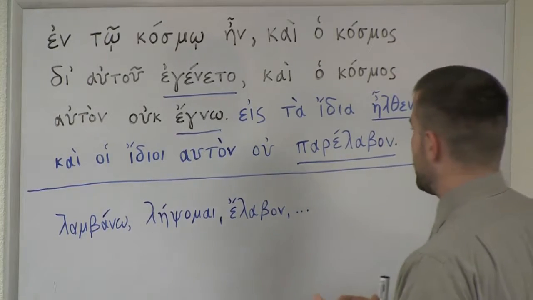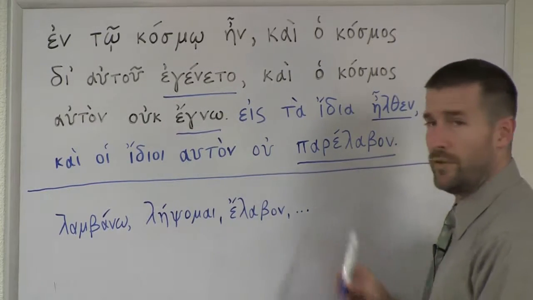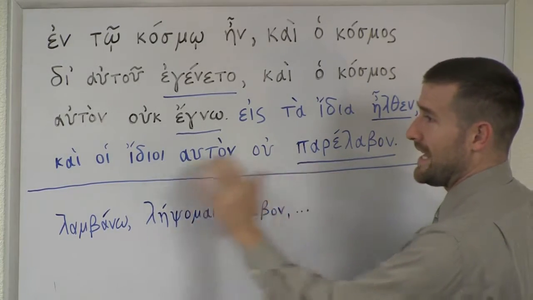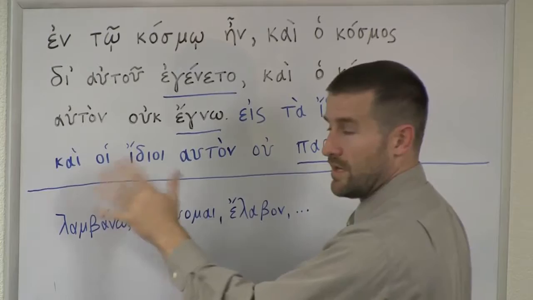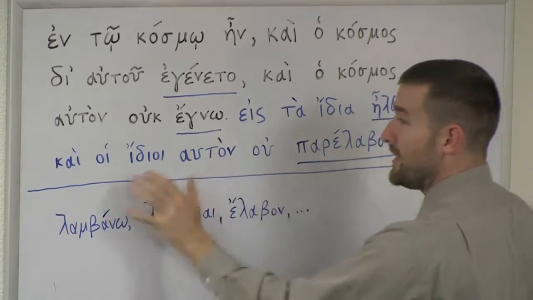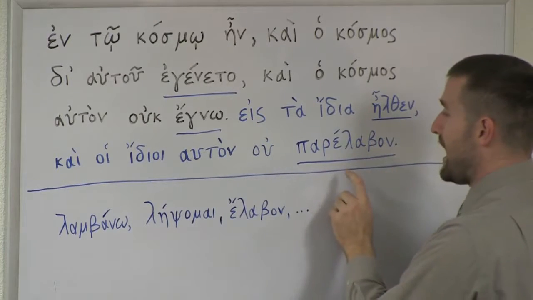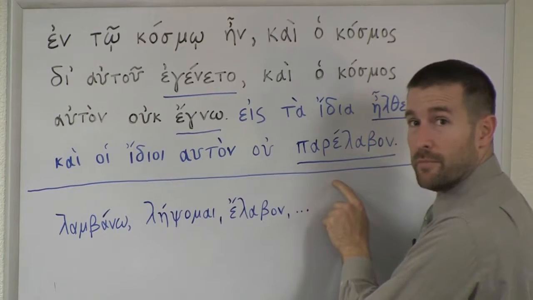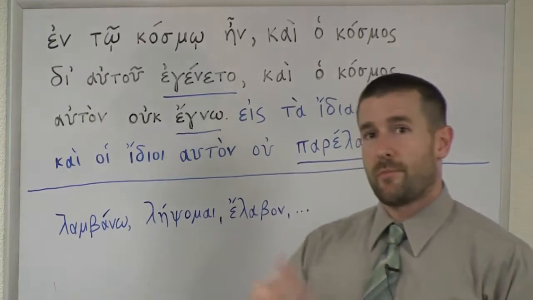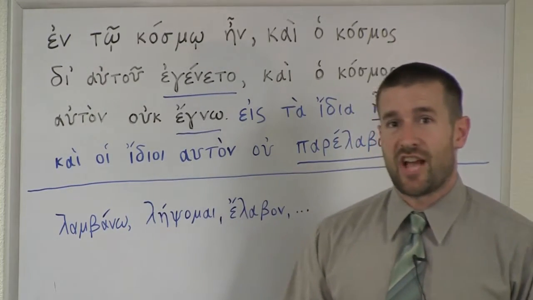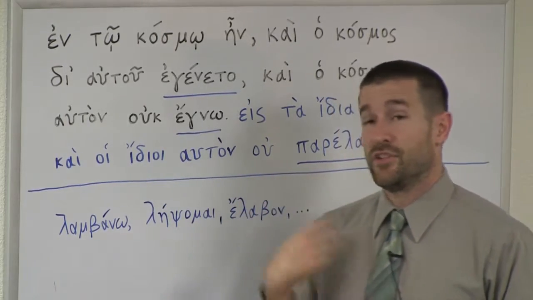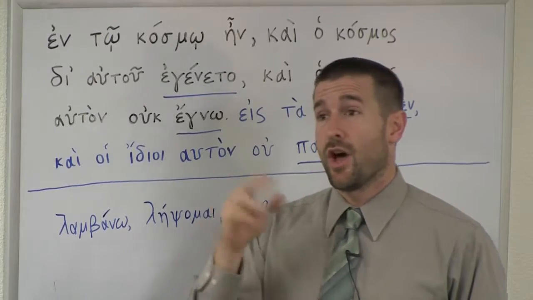So let's talk about some of these. Parelavon should remind you, because this is of course plural, because it's saying his own, which is a plural term here. They knew him not. So this is a third person plural. Well, a little bit earlier in the passage, remember the Bible said, the light shineth in the darkness, and the darkness comprehended it not. The darkness is singular. So comprehended is singular.